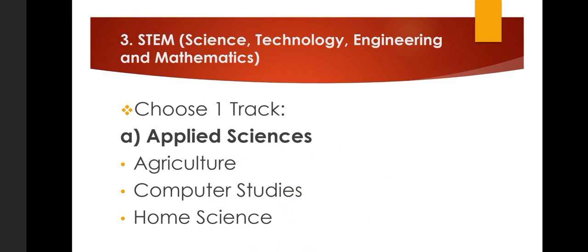Under the third pathway that we are calling science, technology, engineering, and mathematics, the subcategories that will be found in that pathway, we have 3 of them. The first subcategory is a track that we are calling applied science. Learners that will be interested in that track will have to select from the following subjects. Subject number 1, we have agriculture. Subject number 2, we have computer studies. Subject number 3, we have home science.